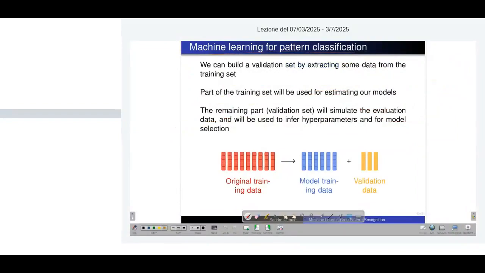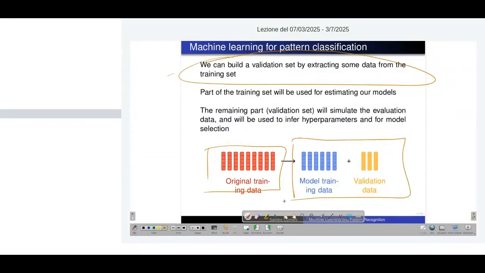How? We take our original training set and we can imagine we partition it into two parts. The first part, we call it here model training data, just to remember that this is the data that we will use to train the model parameters. So from here I will infer the model parameters, and then I will have a subset of the original training data that I will call validation set that I use to make decisions on the value of hyperparameters.